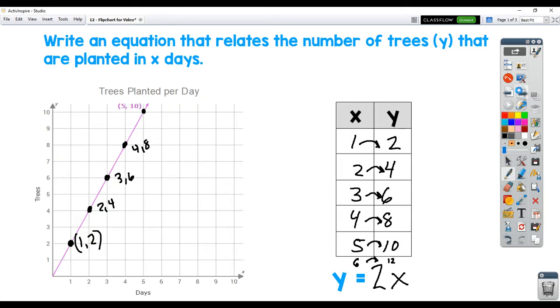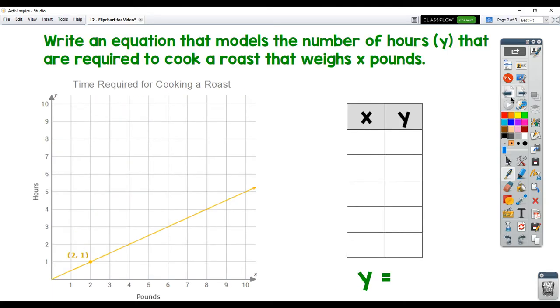Here's our second example out of our 3. When you cook certain things, certain items have to be cooked longer. Like if you're cooking a turkey for Thanksgiving, you want to cook that longer than a cheeseburger or something. So if you check out this graph, it says time required for cooking a roast. This is a little unique because hours are on the y-axis and usually they're along the x, but we can still use it.